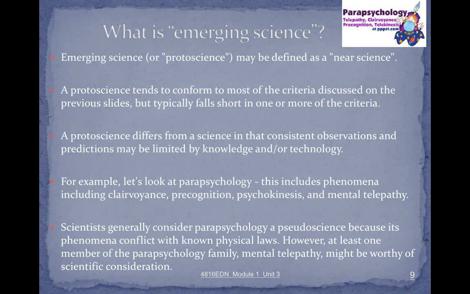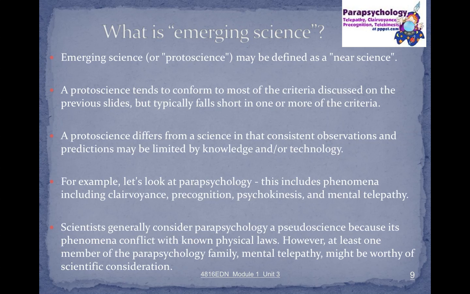There's other types of science which you might have heard of, like emerging sciences or proto-sciences. And we can call these near sciences. So they tend to conform to most of the criteria on the previous slides, but typically fall short in one or more of the criteria. So a proto-science differs from a science in that consistent observations and predictions may be limited by either our human knowledge or by technology or some combination of both.